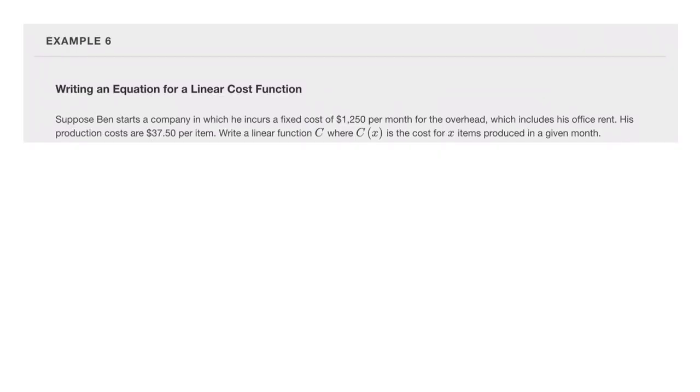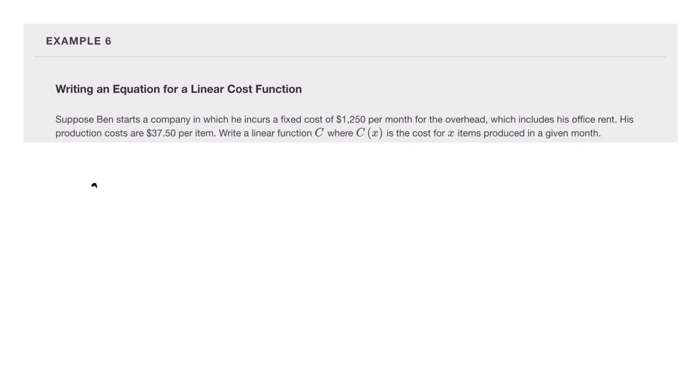Okay. So writing an equation for a linear cost function, suppose Ben starts a company in which he incurs a fixed cost of $12.50 per month for the overhead, which includes his office rent. His production costs are $37.50 per item. Write a linear function C, where C of x is the cost for x items produced in a given month. Okay. So it sounds like there's a fixed cost plus a variable cost, right?